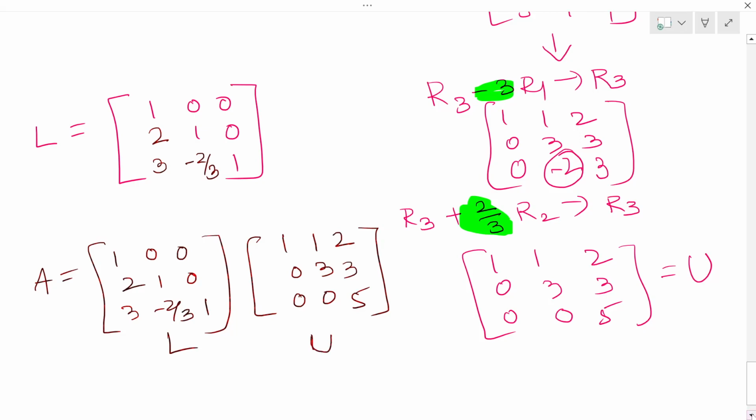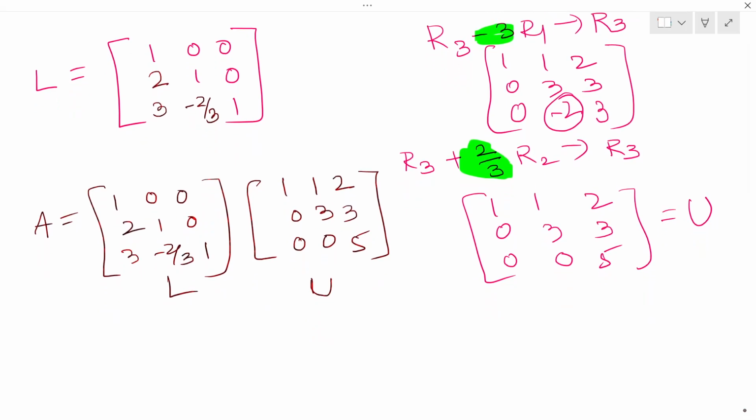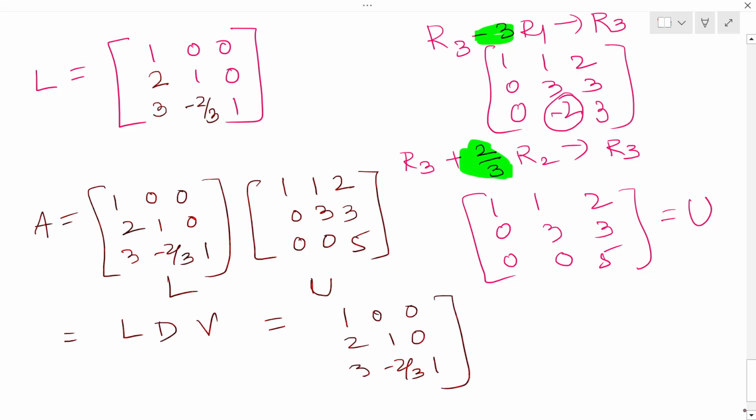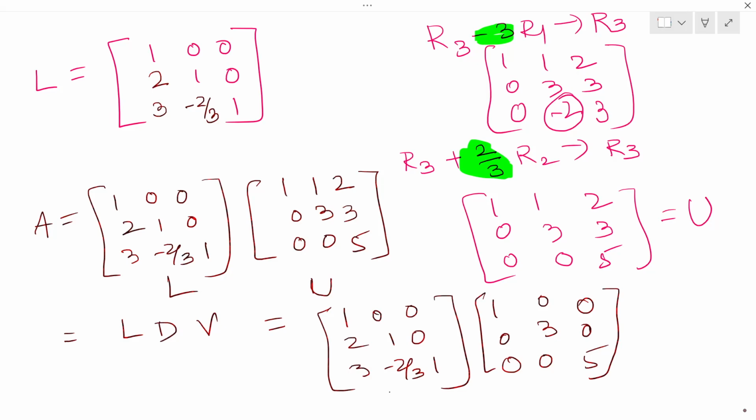If it is LDV factorization, how should I write it? L remains as it is: 1, 0, 0, 2, 1, 0, 3, minus 2 by 3, 1. But while writing D, I take the diagonal elements of U, so 1, 3, 5. The rest of the elements remain 0. Consider this is L, this is D.